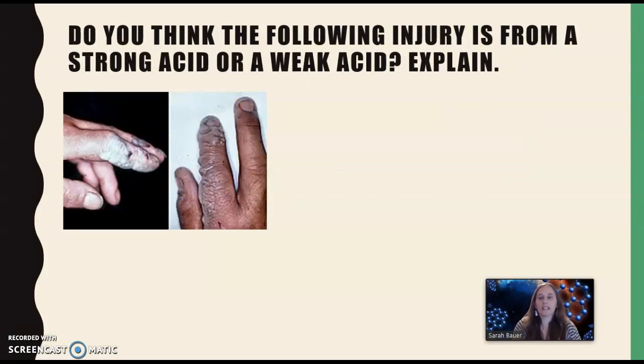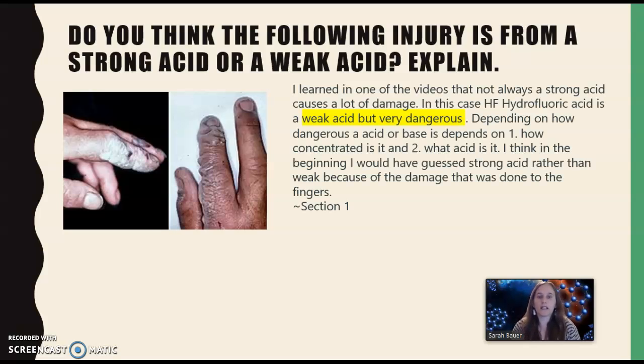Do you think the following injury is from a strong acid or a weak acid, and explain? So I have 2 different responses I want to get into. The first one is, as we learned from the videos, no, this is actually an example of an injury, a fairly small injury from hydrofluoric acid, which is weak but very, very dangerous.